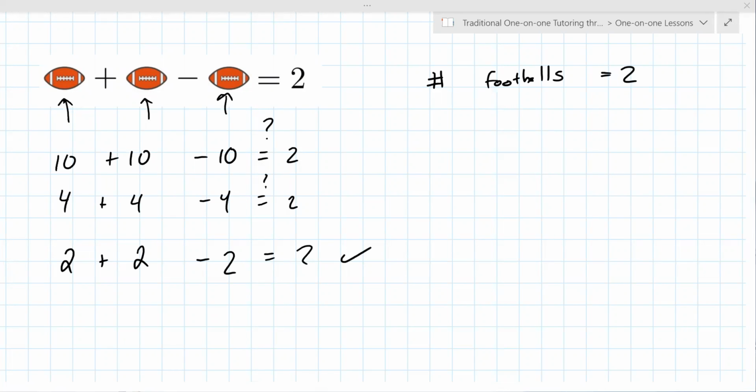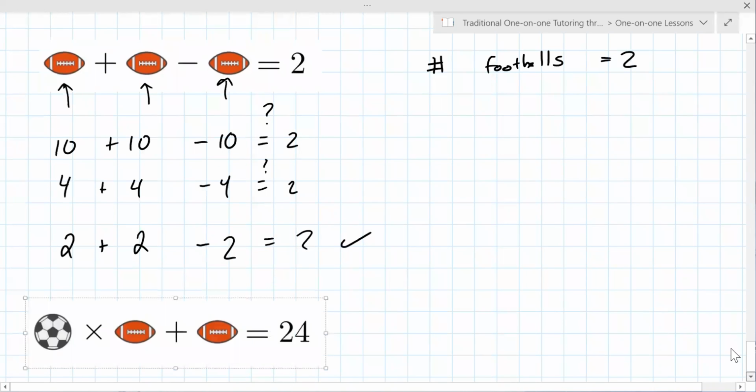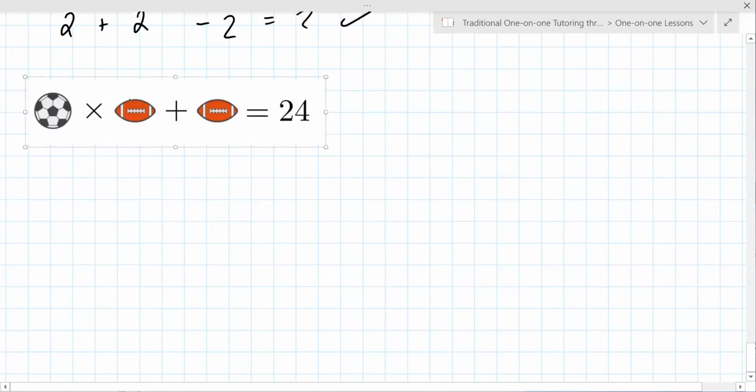Okay, so let's look at the next line here. This is based on the previous line. It says take the value you got from the previous line, so this is 2. You have to guess a number that when you multiply by 2 and add 2, you get 24. What number would that be?